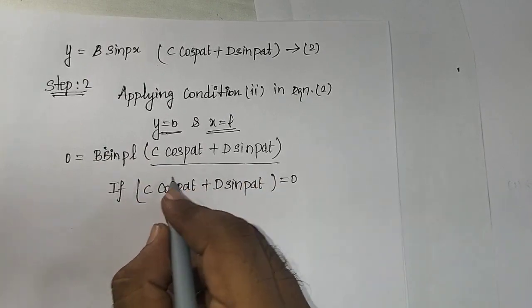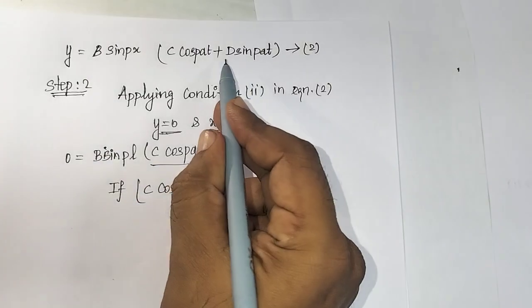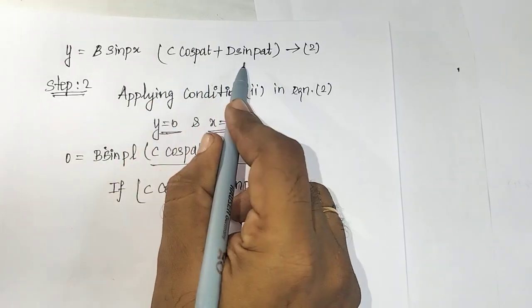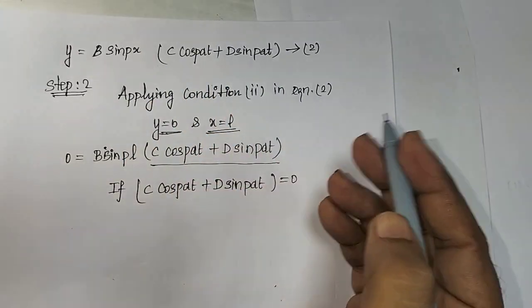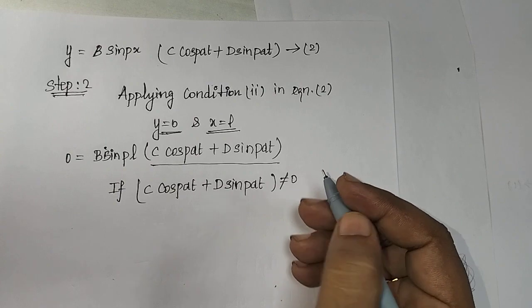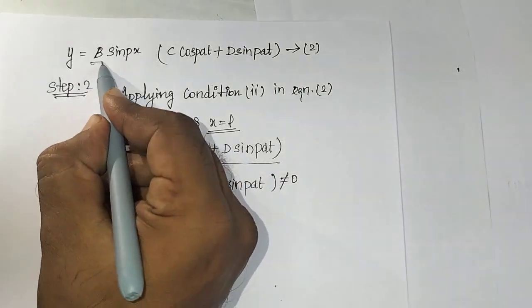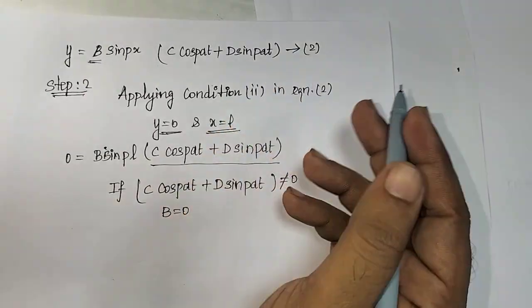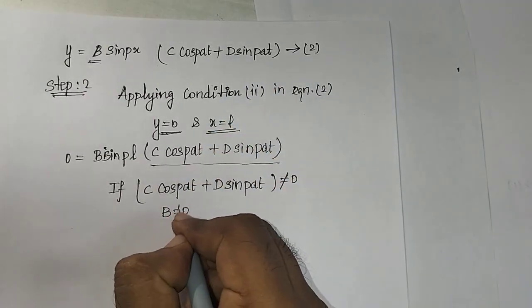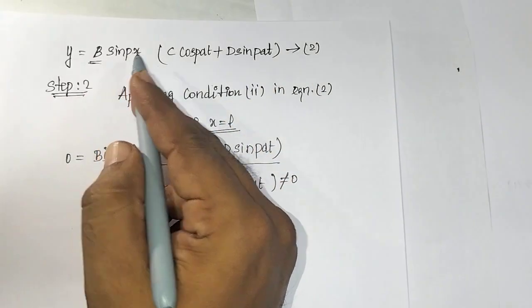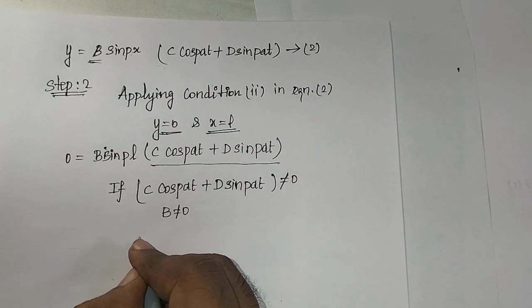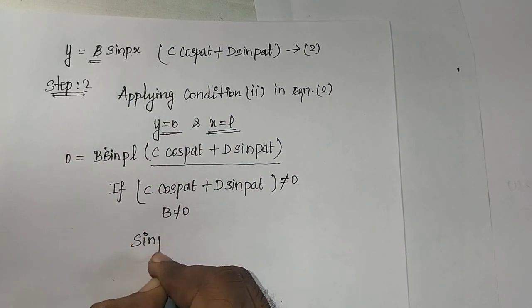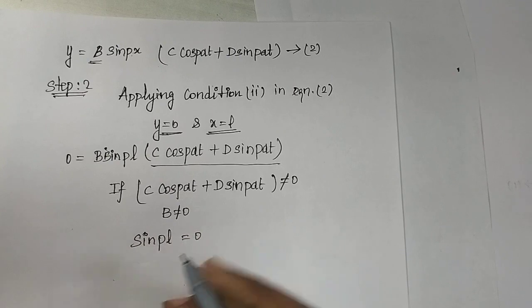When I am taking this entire term equal to 0, again your equation 2 becomes entirely 0. That is not possible, so again we have to take this one not equal to 0. Then I will go for B. If I am taking B equal to 0, your entire equation 2 is again 0, so that's also not possible. So here sin px, here sin pL. So I am taking the trivial solution here, sin pL equal to 0.